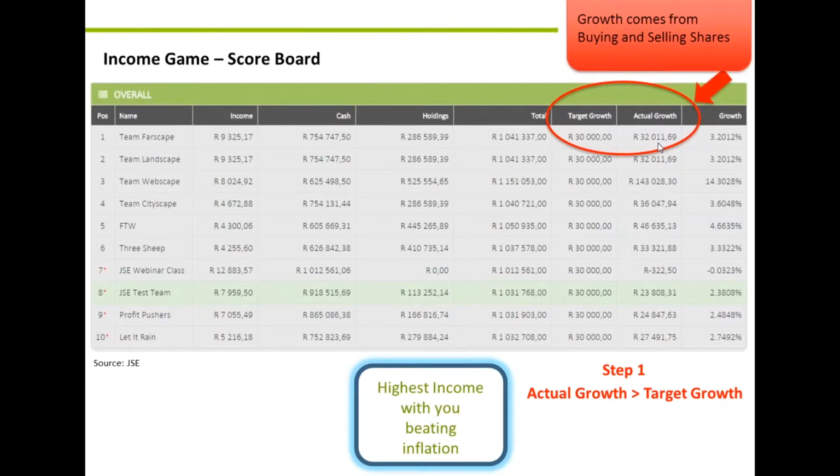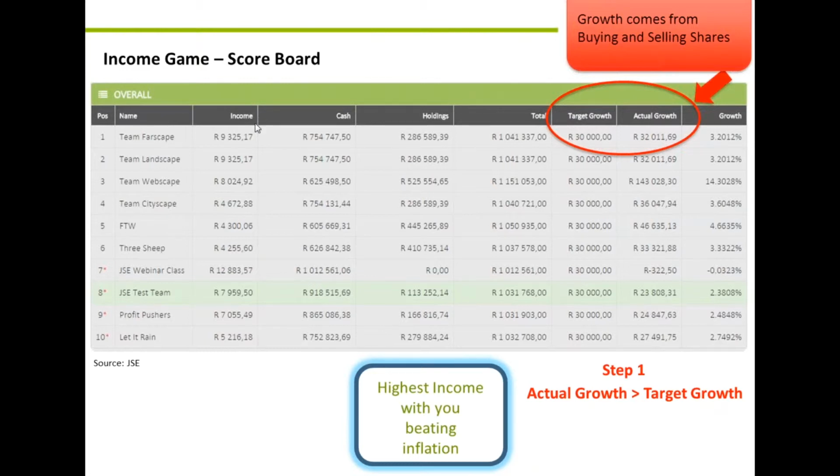So you can see the actual growth in this one. The first team has got 32,000, the second team 32,000, the third team, the actual growth, they've got 143,000. But if you go down to number 7, you will see that number 7 has got negative 322 Rand. Therefore, they have not qualified in order to be in the run-ins for winning the competition.